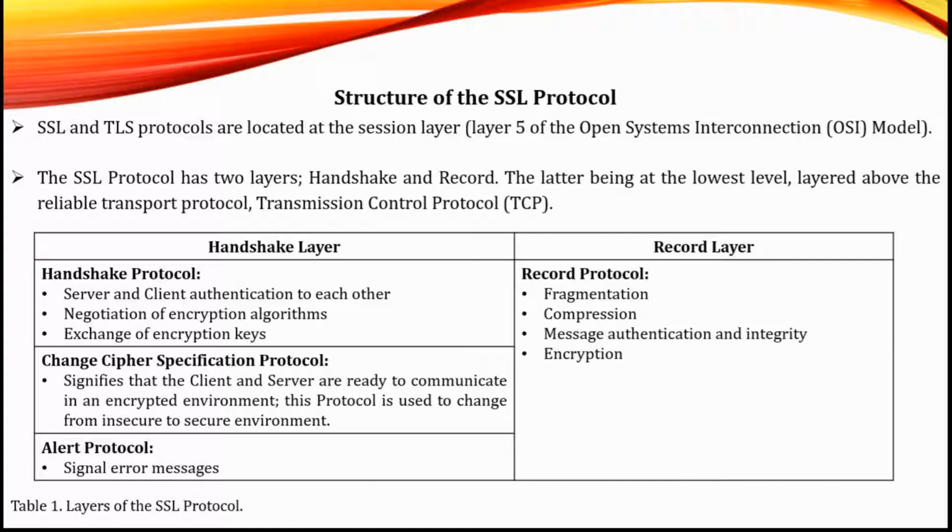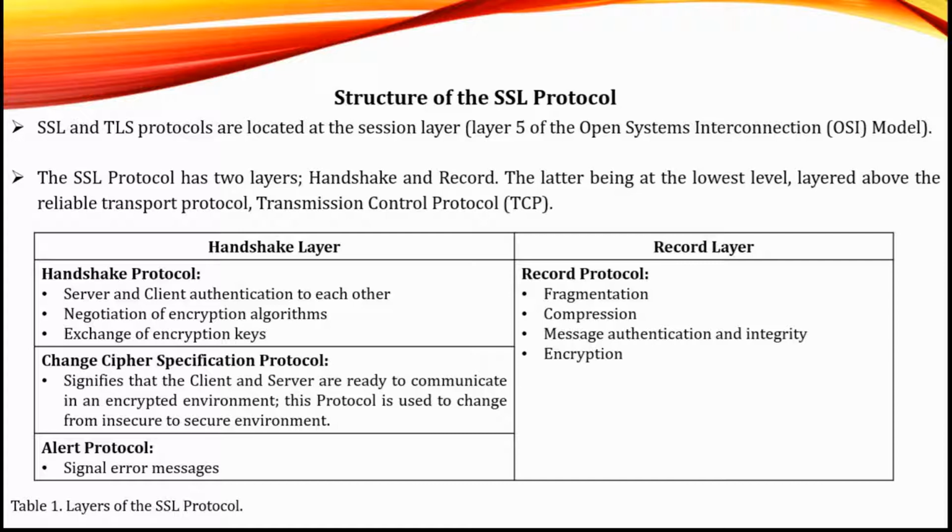The handshake layer contains the handshake protocol, which allows the server and client to authenticate to each other, negotiate encryption algorithms, and exchange encryption keys. The change cipher specification protocol signifies that the client and the server are ready to communicate in an encrypted environment. This protocol is used to change from an insecure to a secure environment. And the alert protocol signals error messages.